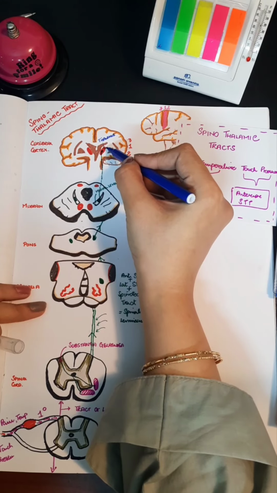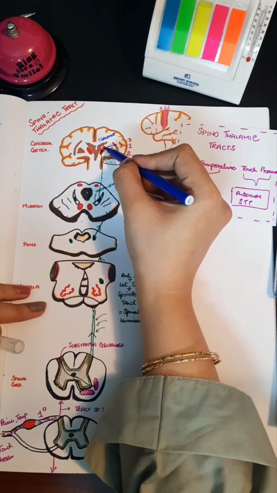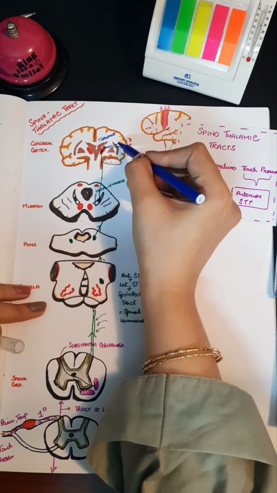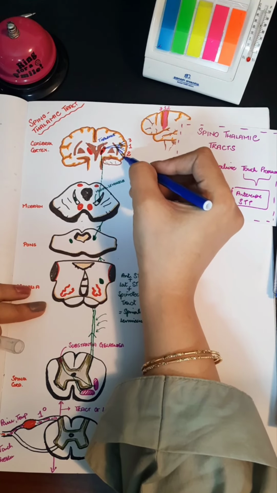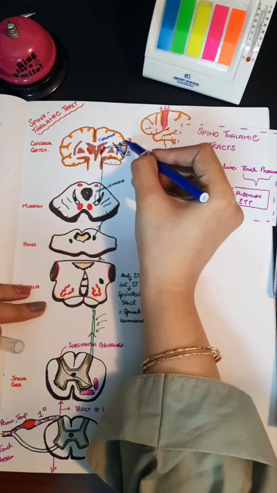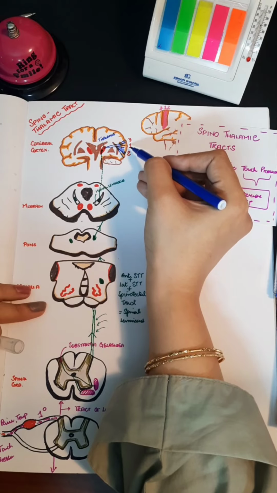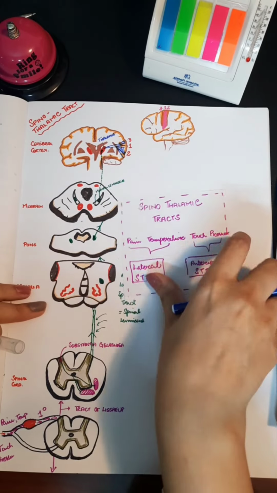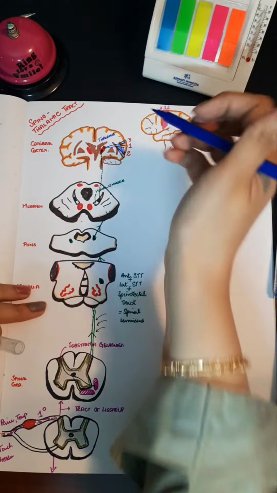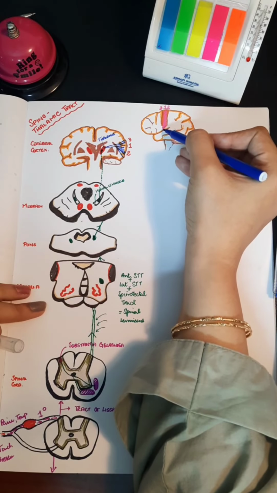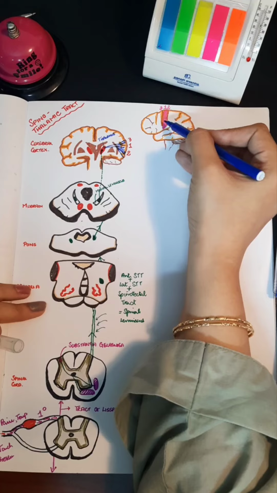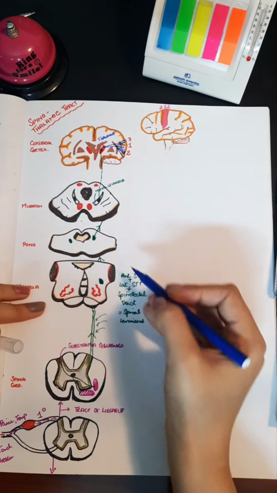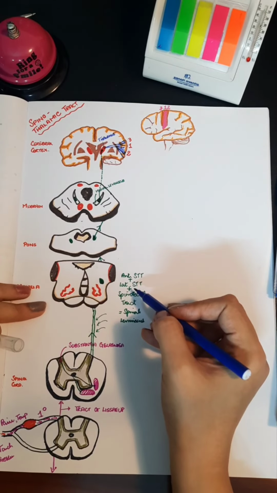From here, the third order neuron fibers pass through the posterior limb of the internal capsule, and from here through the corona radiata, finally they reach the somatosensory area of the cerebral cortex, which is area 3, 1 and 2. In this sagittal view, we can appreciate the area 3, 1, 2 of the cerebral cortex, which receives the sensation of pain, temperature, touch and pressure carried via the anterior spinothalamic tract or the lateral spinothalamic tract.